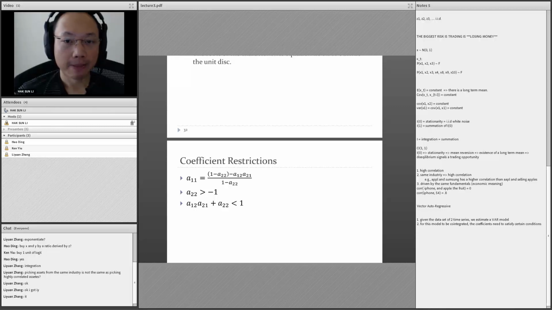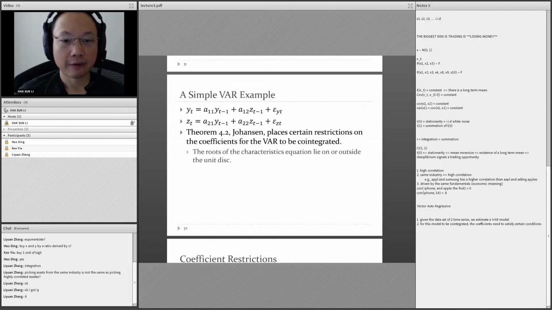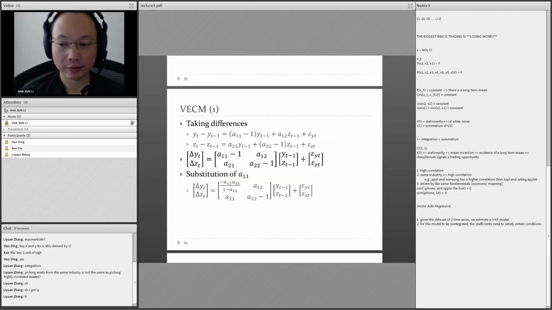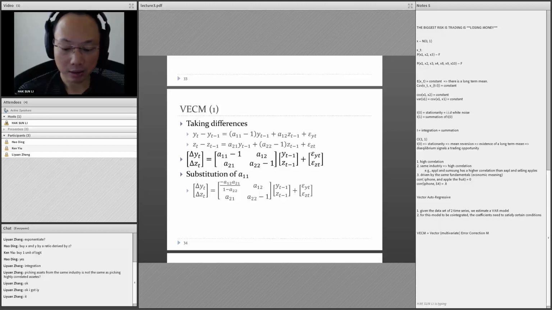By the way, this is called a VAR form, a vector autoregressive form. We can write it in the vector error correction model form. VECM stands for vector, meaning multivariate, error correction model. And error correction means this is about the delta, the changes. So we have the delta term here. We write it in terms of the changes.